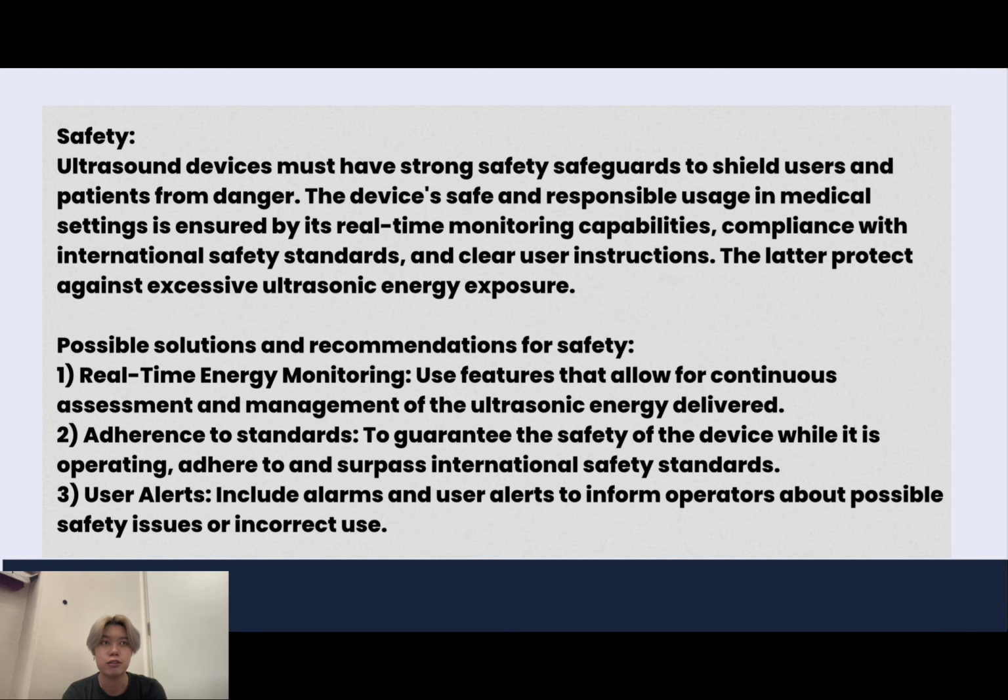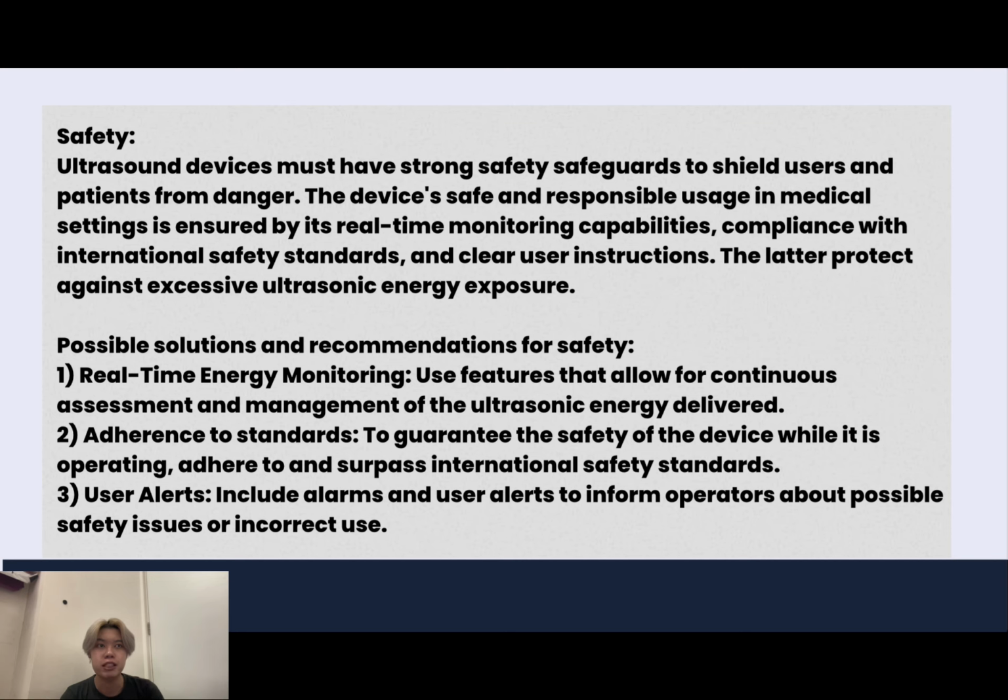Ultrasound devices must have strong safety safeguards to shield users and patients from danger. The device's safe and responsible usage in medical settings is ensured by its real-time monitoring capabilities, compliance with international safety standards, and clear user instructions. The latter protect against excessive ultrasonic energy exposure.